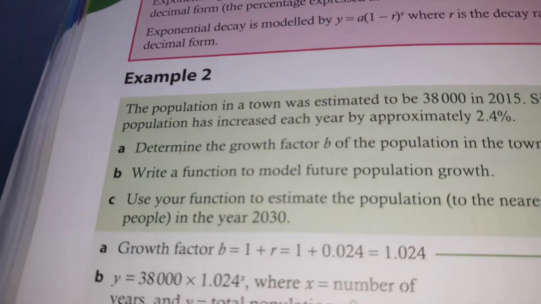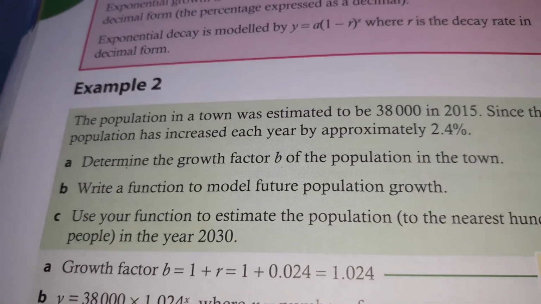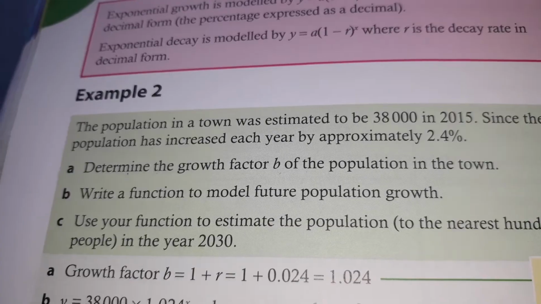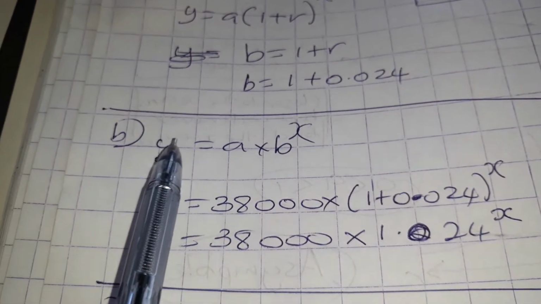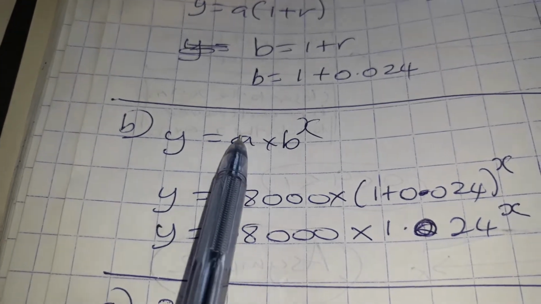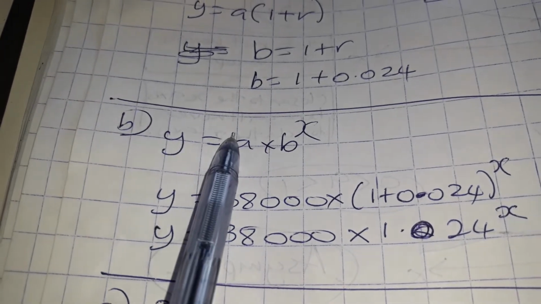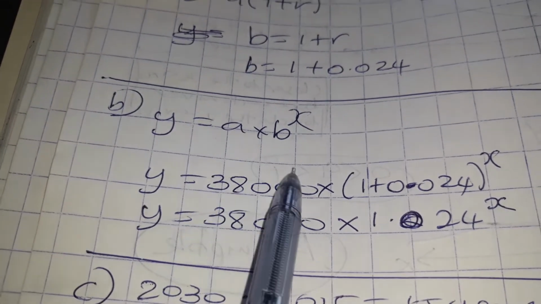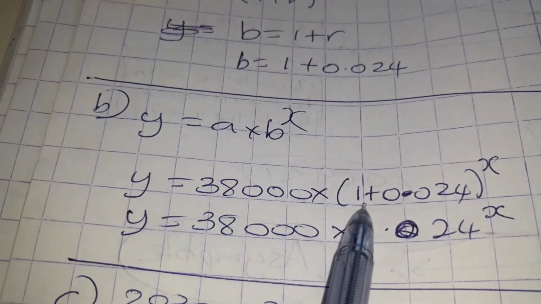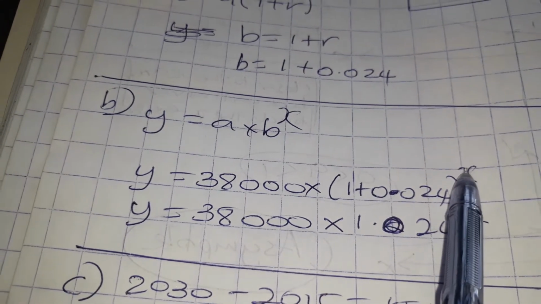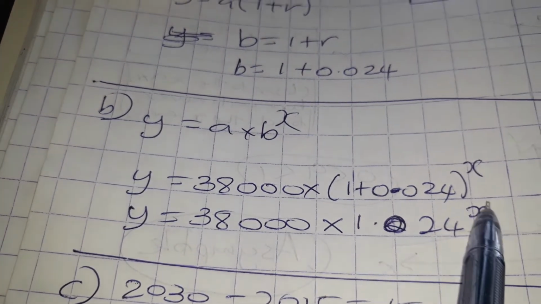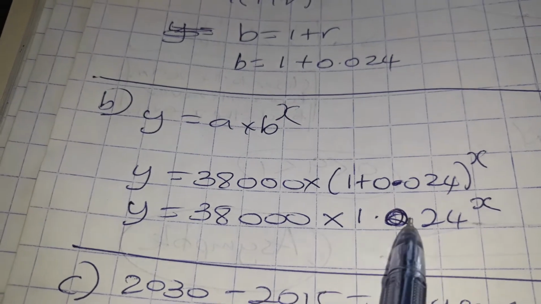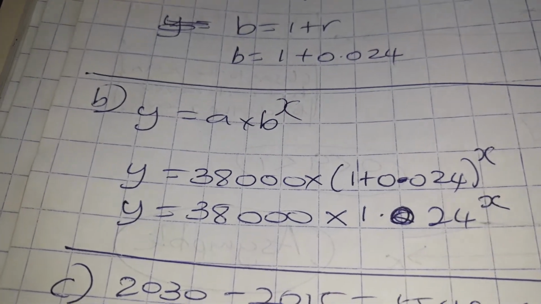Right? Okay, let's look at part B of the question. It says write a function to model the further population growth. We have to write the formula. Again, my general formula is A times B to the power of X, and A, I've already told you, is always the initial value, the starting value. You already had 38,000 people there, and B was 1 plus 0.024, to the power of X. I'll simplify that: 38,000 times 1.024 to the power of X.